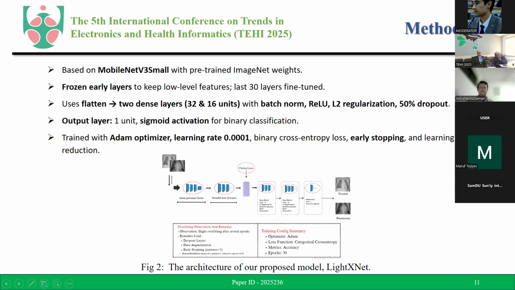Based on MobileNet V3 Small pretrained on ImageNet, we froze the last 30 layers when fine-tuning so that we keep the low-level features. We use a flatten layer with two dense layers, which are 32 and 16 units, with batch normalization, ReLU activation function, and L2 regularization with 50% dropout. In the output layer, we used a sigmoid activation function for binary classification.